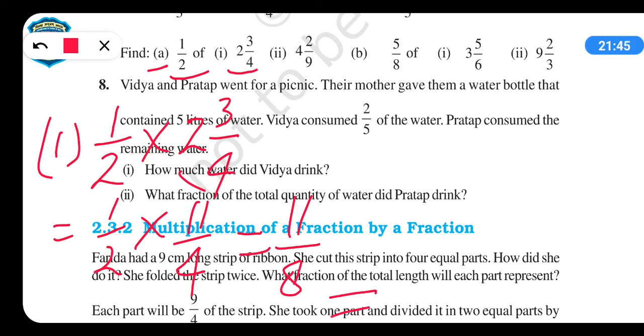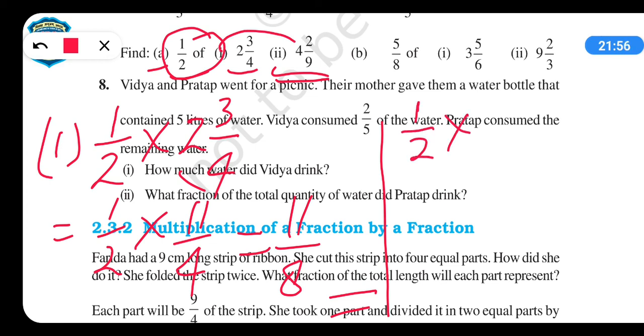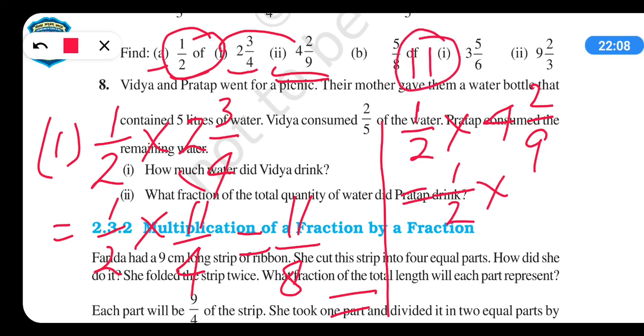गॉट इट. दिस इज फर्स्ट पार्ट. इसका सेकेंड पार्ट देखो. सेकेंड पार्ट इज अगेन सेम. 1 upon 2 ऑफ दिस, यानी 1 upon 2 ऑफ 4 whole 2 upon 9. सो सॉल्व इट. दिस इज सेकेंड पार्ट. सेकेंड पार्ट है ना ये. सो 1 upon 2 मल्टीप्लाई 9 4 is 36. सो प्लस 2 38 upon 9.